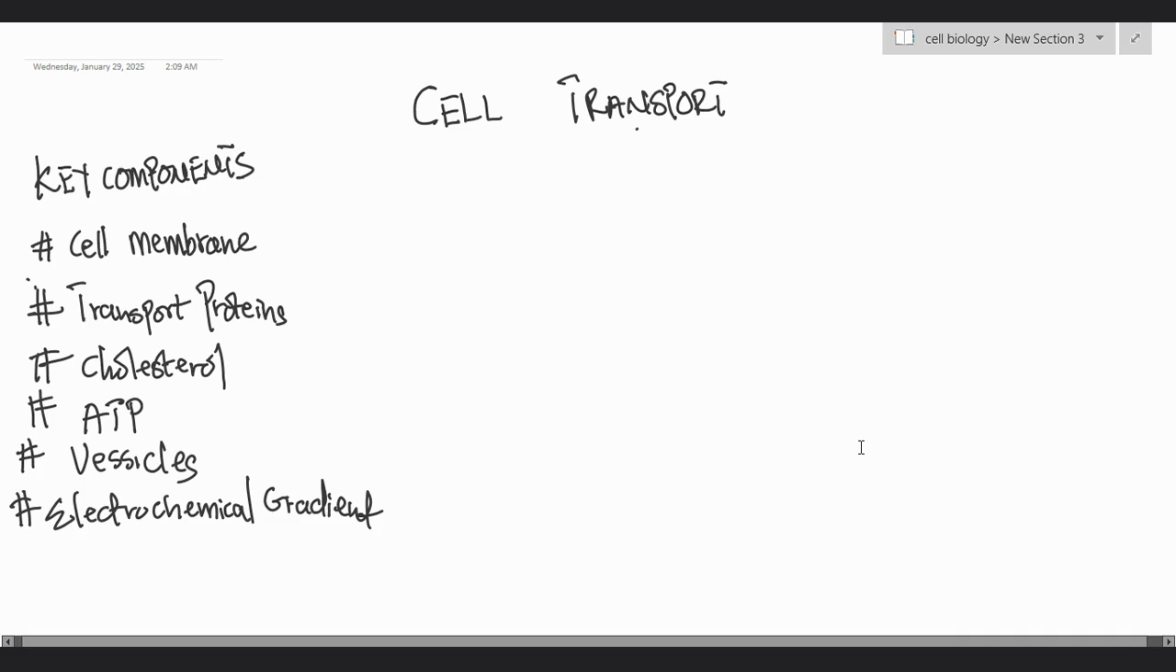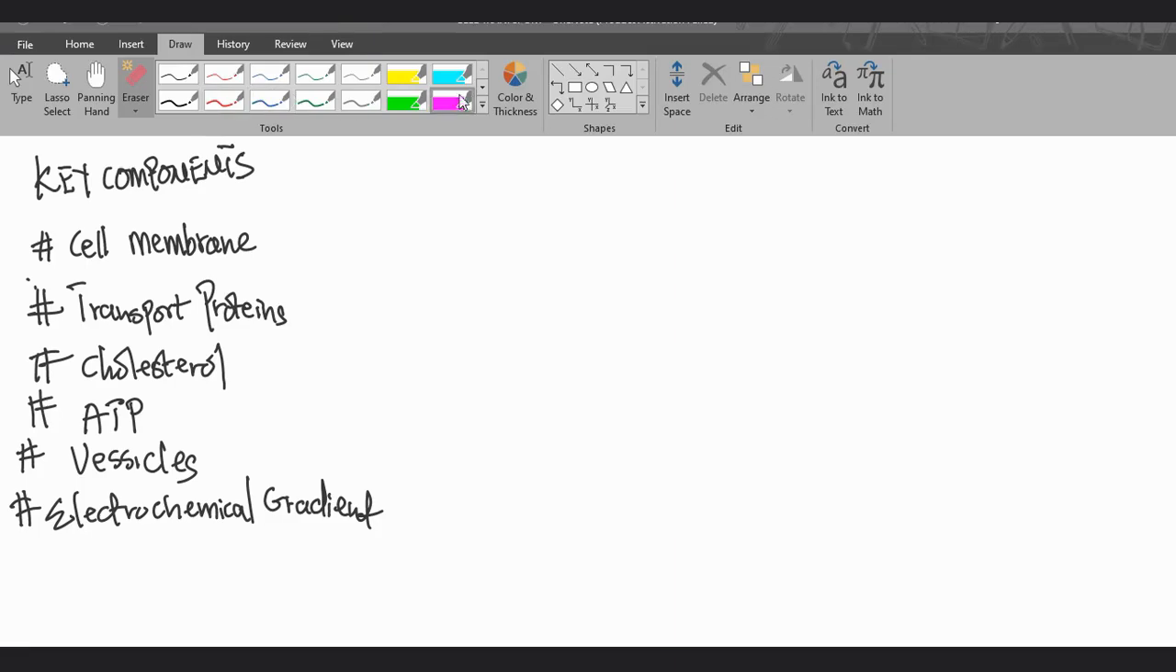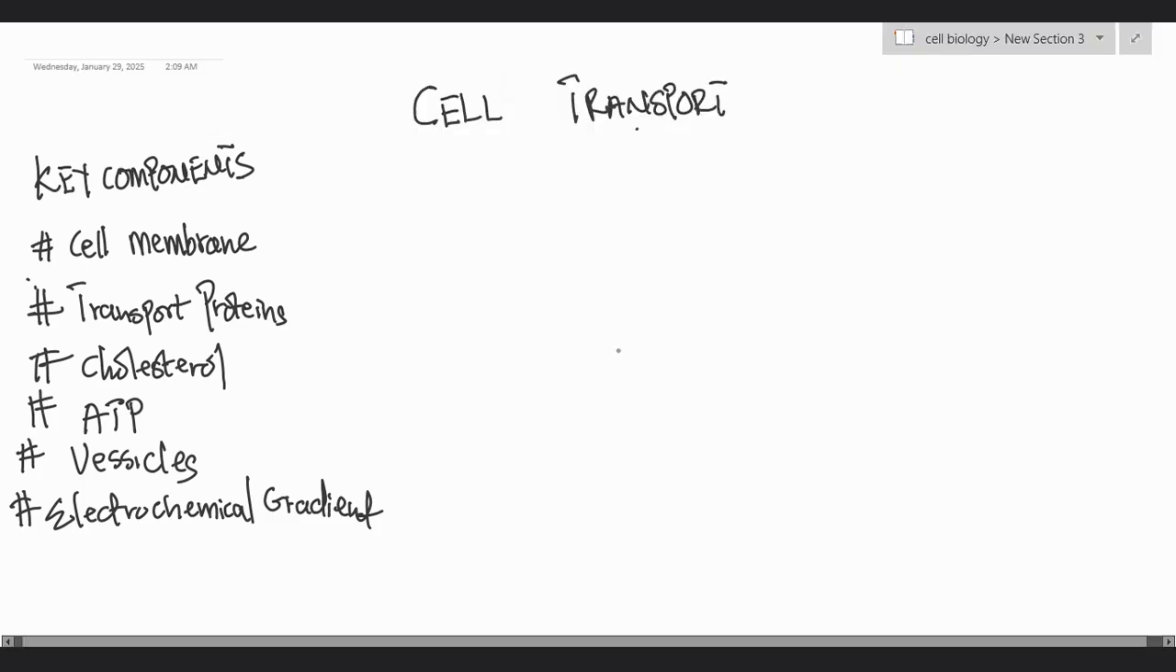Alright, before we dive into the mechanisms of cell transport, let's take a quick look at the key components. When we talk about cell transport, we are basically talking about how substances are exchanged between the intracellular compartment and the extracellular compartment. Let's assume this to be the cell. We are looking at how substances are exchanged from the intracellular compartment to the extracellular compartment and vice versa.